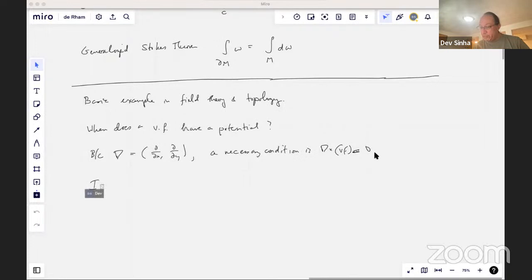Is this sufficient? I think we talked about this a bit, but the answer is it depends. The topology of the region of definition.